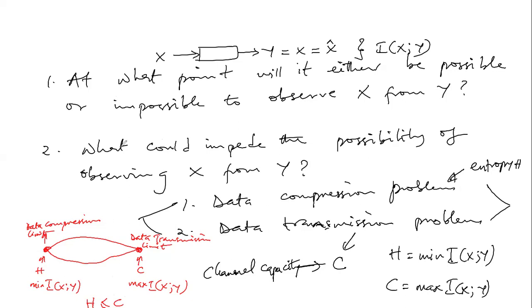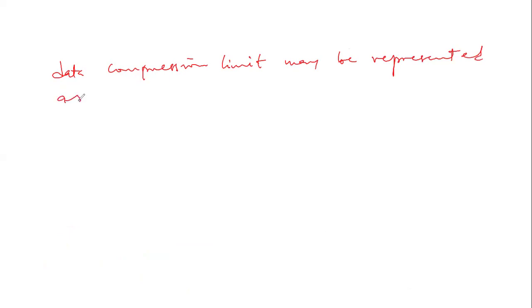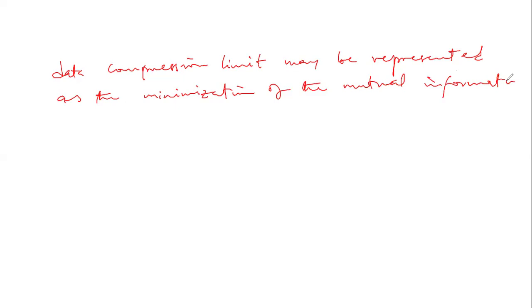So, let us wind this. You now see that the data compression, as we already mentioned, the data compression limit may therefore be represented as the minimization of the mutual information, such that the entropy is the same as the minimum value of the mutual information.